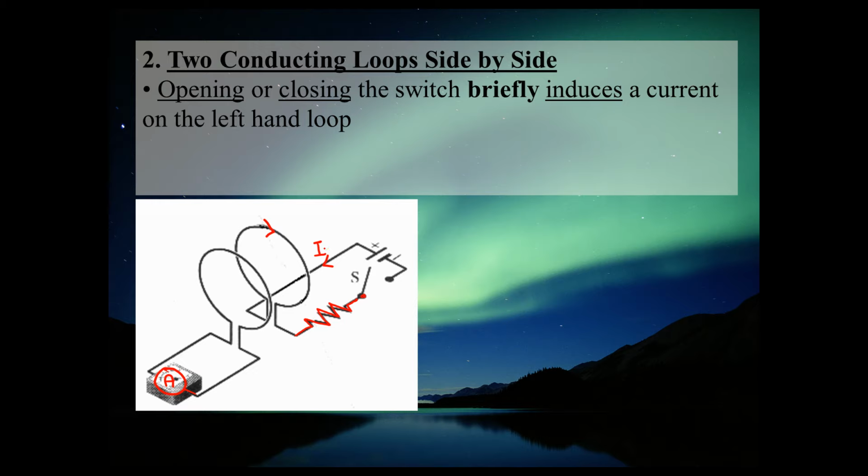I'll call this current on the right loop. So let's say we had a graph of current on the right loop. And we'll just do it as a function of time.